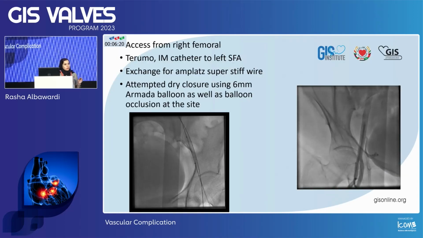So with the balloon, tamponade was not enough from the radial, so shifted gears to a femoral approach. Access obtained from the right side, went up and over, exchanged wires to Amplatz Extra Stiff. Tried the balloon again with a 6 millimeter, both for dry closure, putting in another Perclose. Obviously, it's not working at this point. And then also at the site, but we know that it won't seal given the size of it. Gave it a couple of minutes, rechecked, and it's still the same.